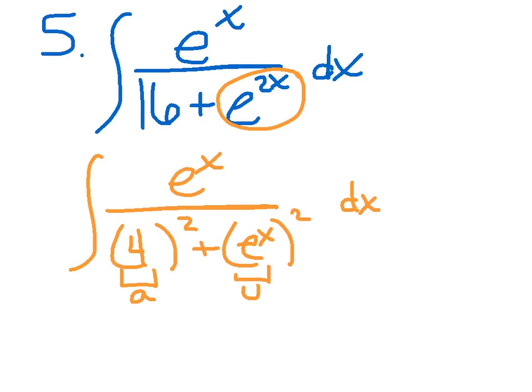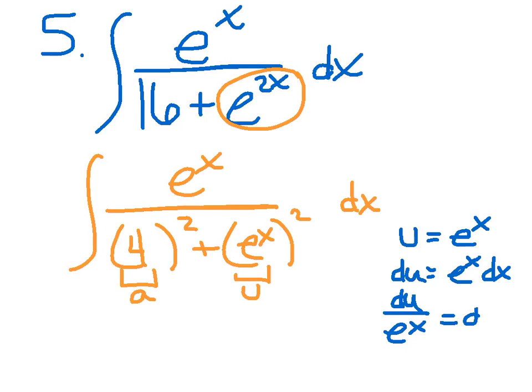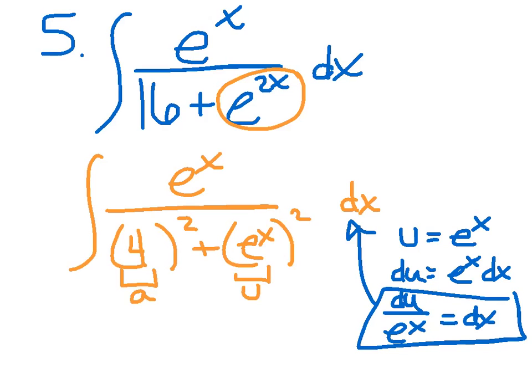So off to the side, I'm going to do a u sub. So my u is equal to e to the x. Therefore, my du is also equal to e to the x dx. So I've got du over e to the x equals dx. And this is what I'll substitute into my dx.